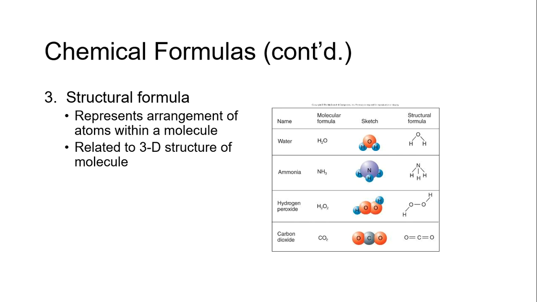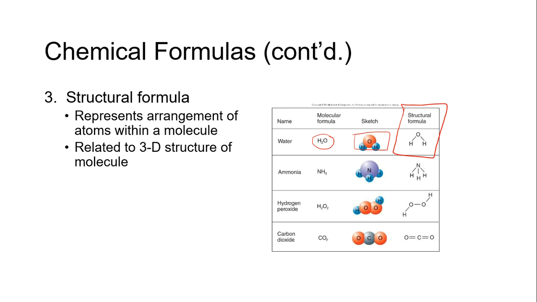Here's the third type of chemical formula. It's what we call a structural formula. This is more of a graphical representation of the arrangement of atoms within a molecule. For example, let's take water. The molecular formula, as we just learned about, talks about the exact number of atoms in one molecule, H2O. Well, what would it look like? That would be here in our sketch. That's what the atom would actually look like. And so we try to represent that as best we can using the structural formula on the right-hand side.